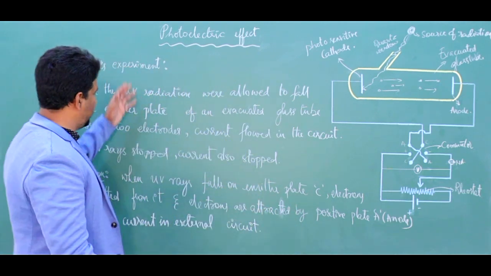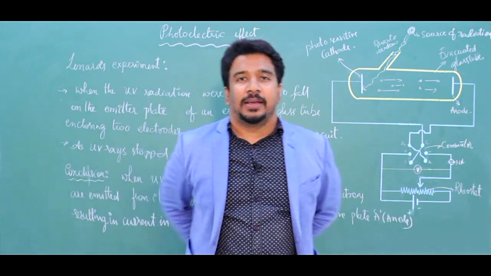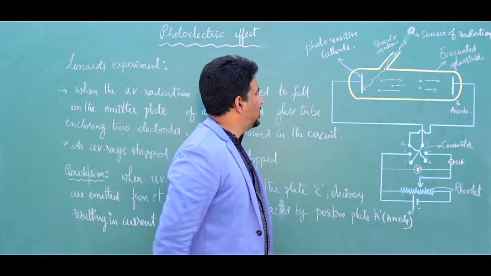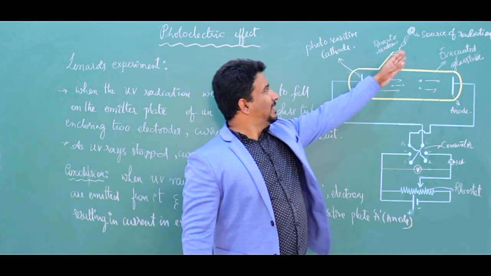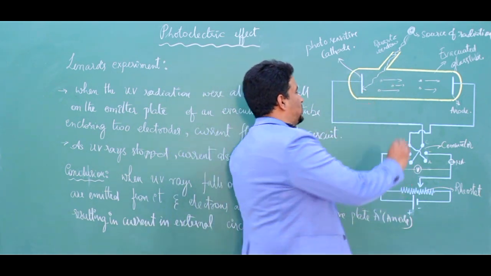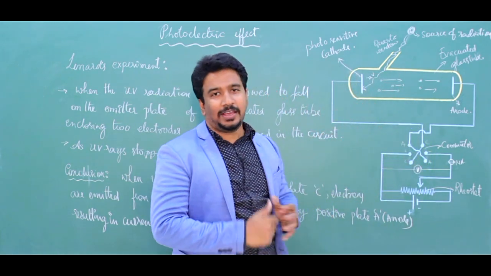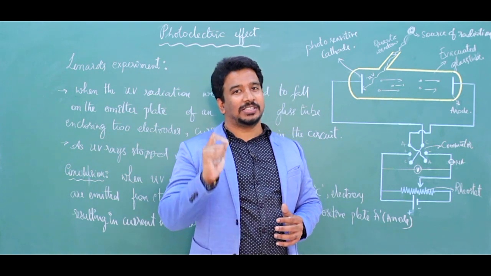Children, we have written all the observations that have been done during Lenard's experiment. So what happened in Lenard's experiment? There is a source of radiation. From that radiation, UV rays, okay? UV rays will fall on the emitter photosensitive cathode.